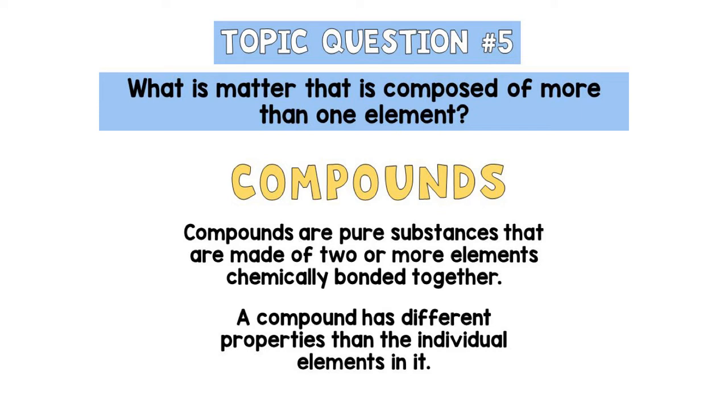Well, compounds are pure substances that are made of two or more elements that are chemically bonded together. So, a compound has different properties than its individual elements. For example, chlorine is a toxic gas, like mustard gas. Sodium is a very explosive metal that will react readily with water and explode. However, when these two chemically combine, they make NaCl, which is table salt, which we eat every day.